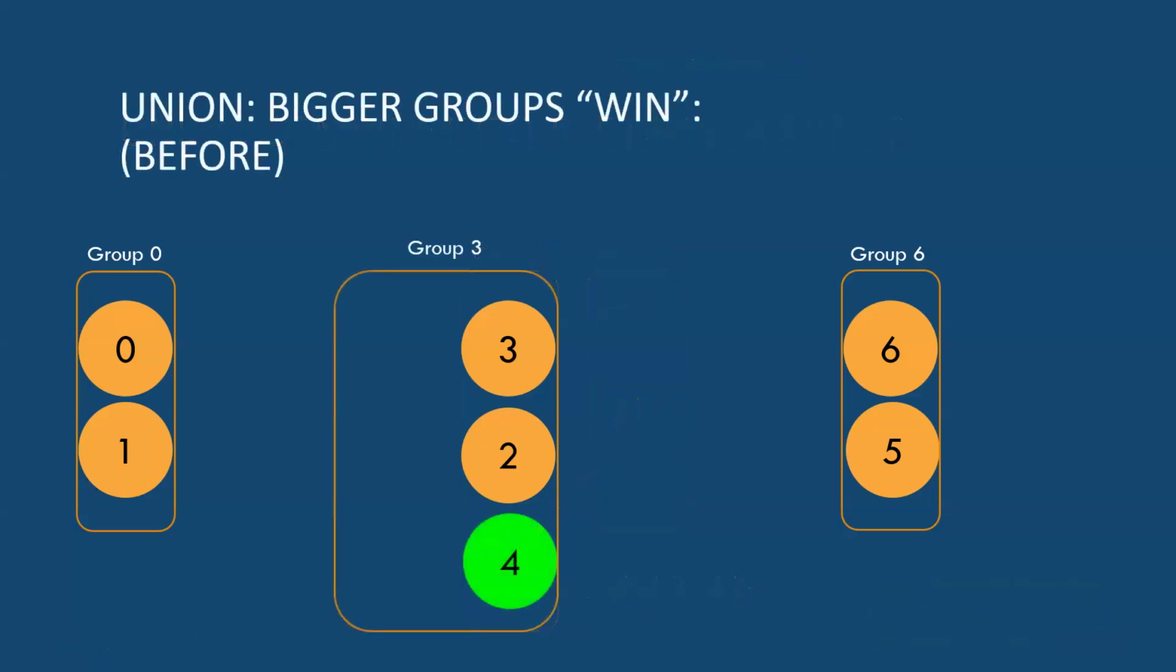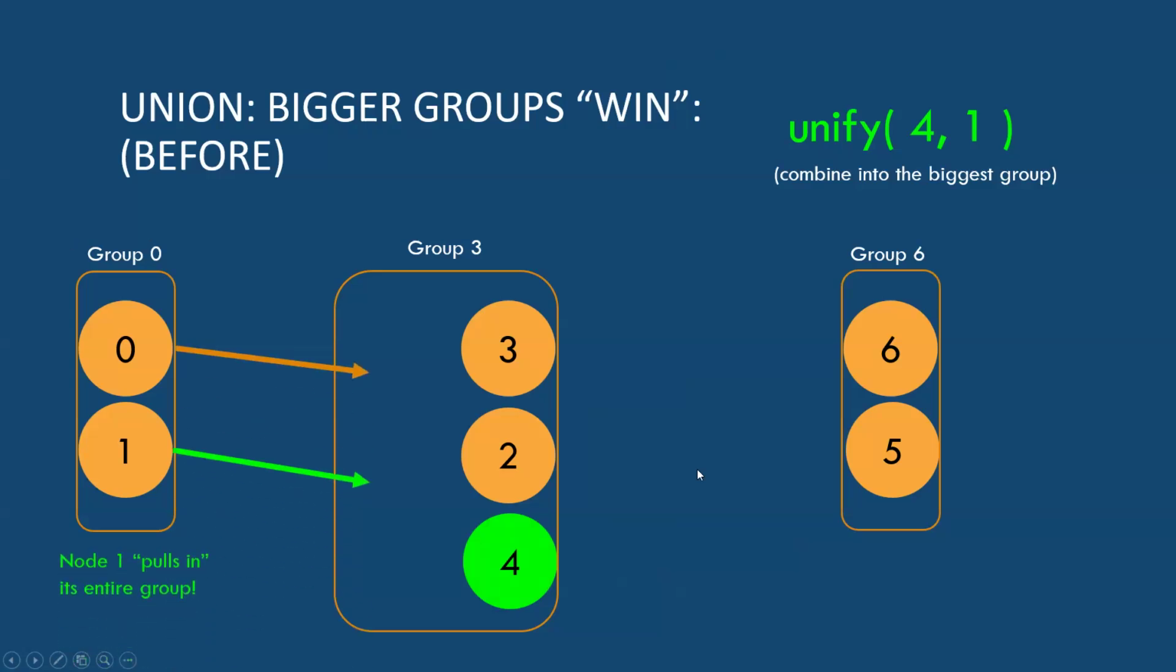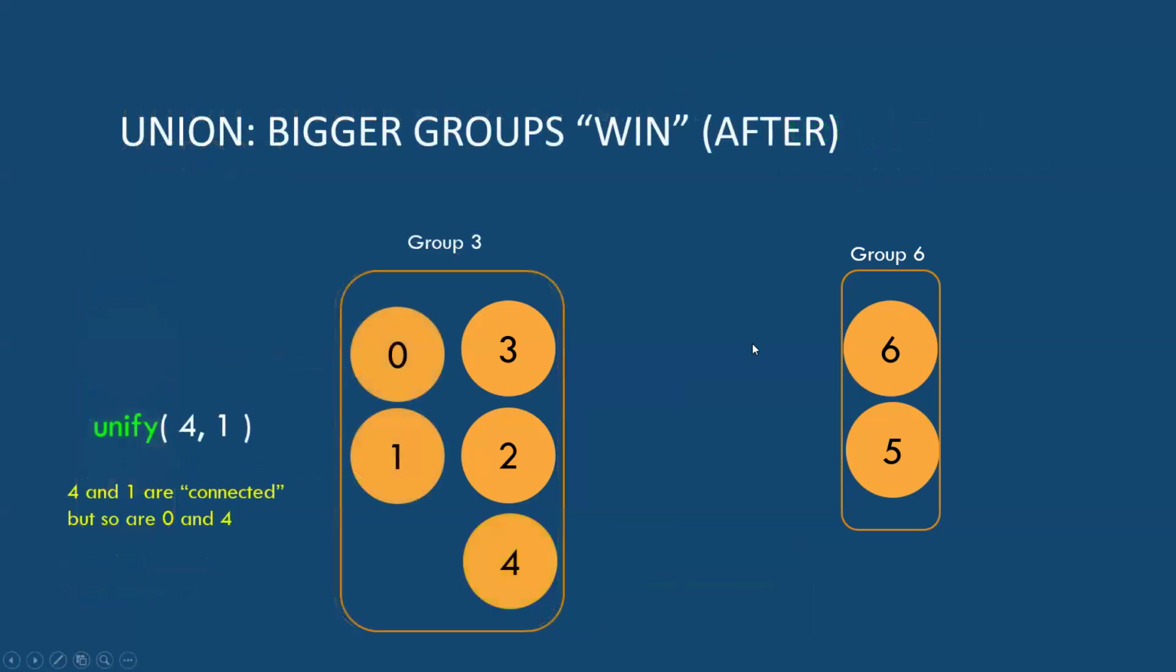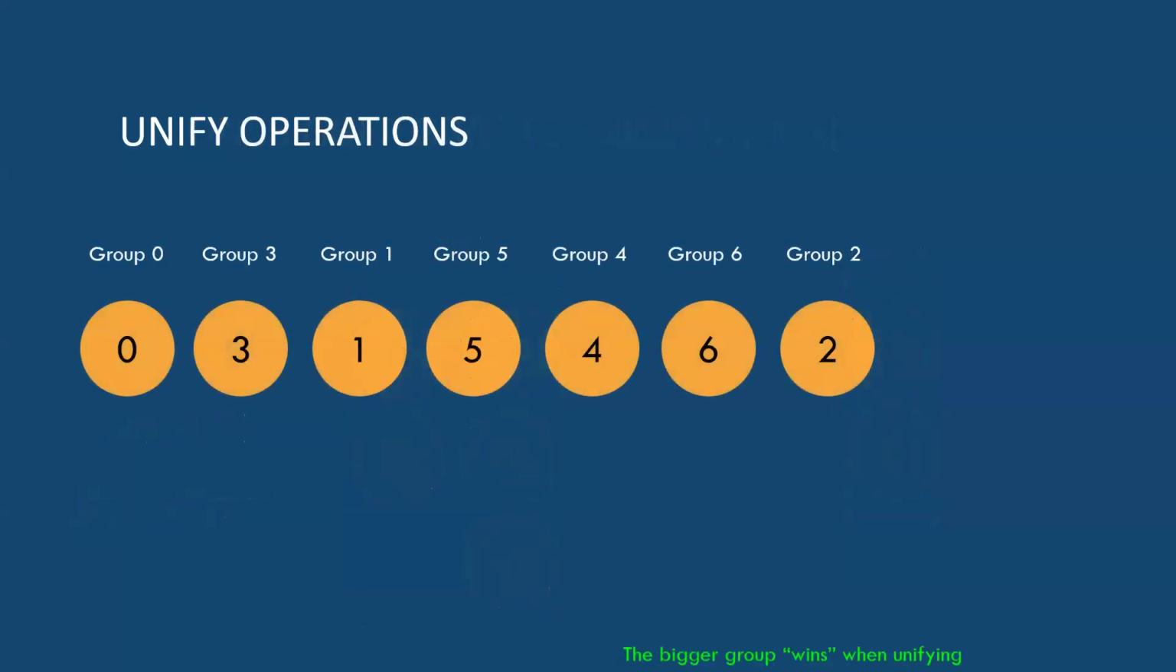All right. Bigger groups win. So unify 4 and 1. So 4 and 1 is going to pull these two groups together, and we're going to pull group 0 into 3. Okay. So hopefully that's somewhat obvious. Now 0 is going to go away, right? There's no group 0 there. So there's our after merge. I know this is a little obvious. We'll get through this here.